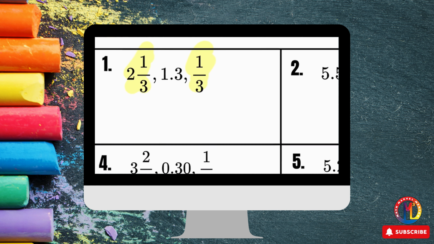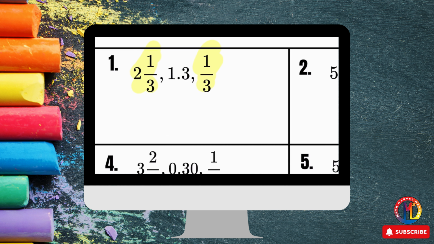We have 2 1/3, 1 3/10, and 1/3. And some of these you might be able to identify right away, but we're practicing converting fractions into decimals. So 1/3 I'm going to do real quick right here. 1 divided by 3. 3 goes into 1 0 times, but it goes into 10 3 times. And we remember, hopefully you'll have this memorized soon, this is a repeating decimal. So 0.3 repeating.